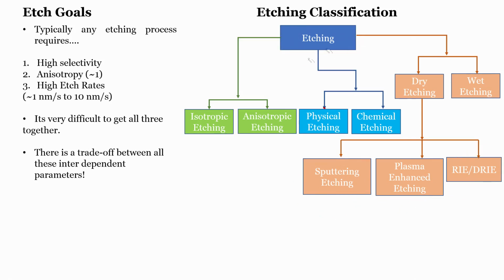Alright, so we have the etching classification. From the isotropy point of view, we have isotropic and anisotropic. From the physical and chemical point of view, we have physical etching versus chemical etching. From the dry versus wet etching point of view, we have wet etching, where we use certain chemicals to etch the material, while dry etching we further identify as sputter etch, plasma ion etch, RIE or DRIE. Like I said, RIE stands for reactive ion etching, and DRIE stands for deep reactive ion etching.